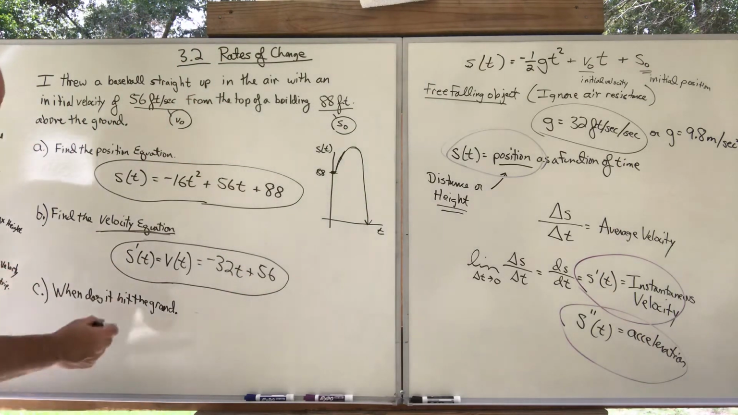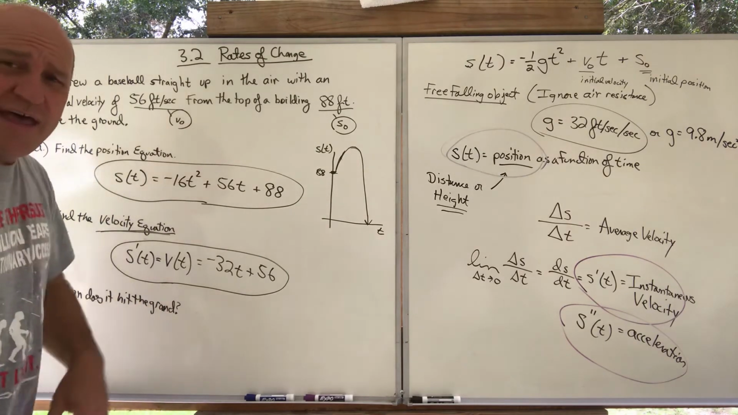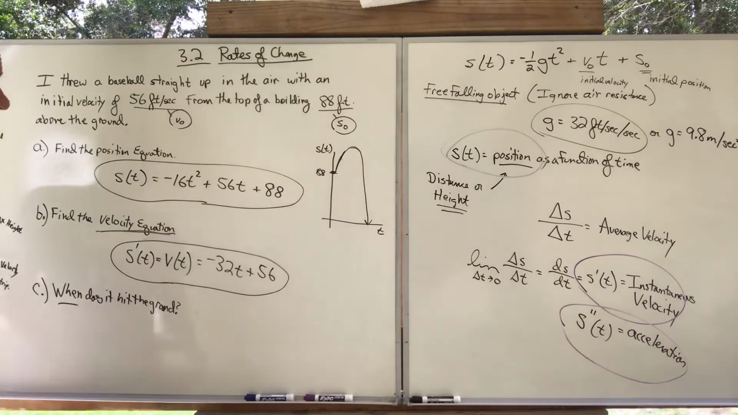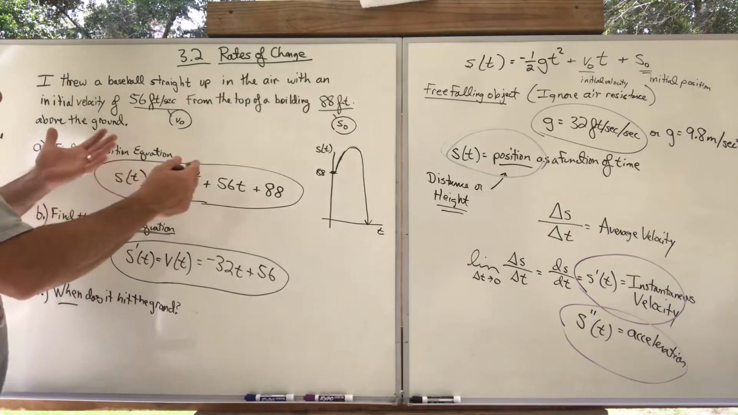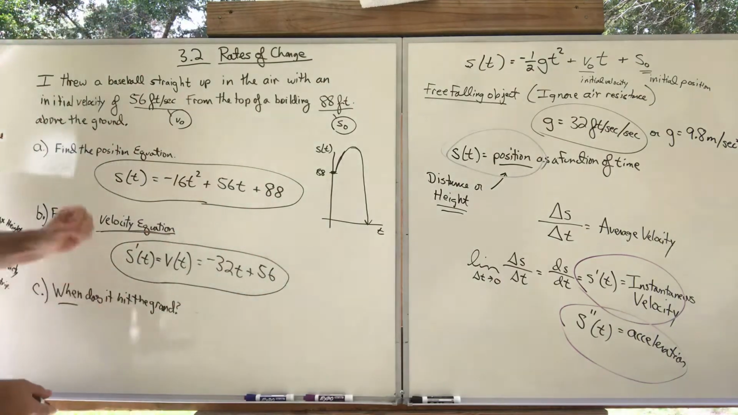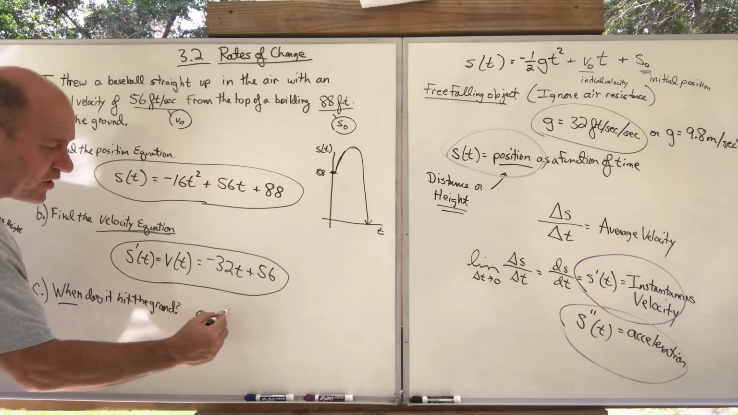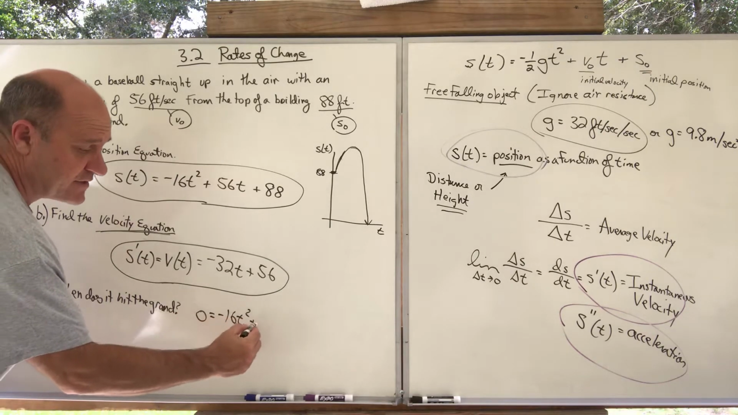The first question here is, when does it hit the ground? That's not even really a calculus question. It hits the ground when the position, or the height, is 0. So that makes you plug in a 0 for the height, and now you are solving this quadratic equation.